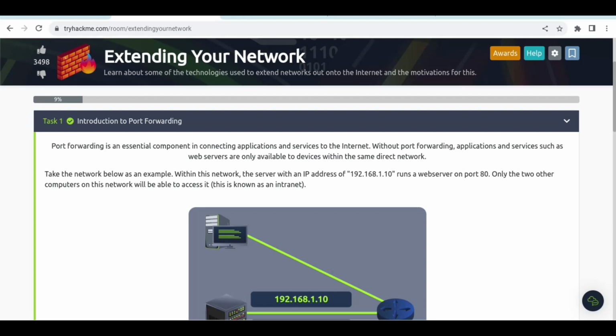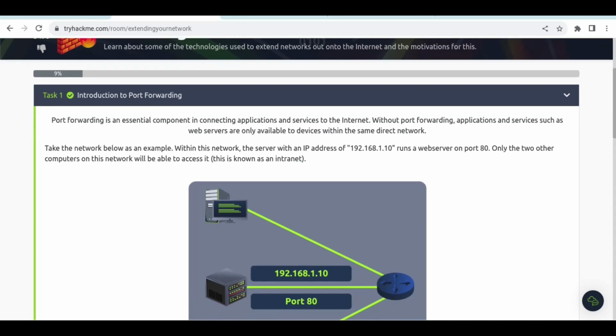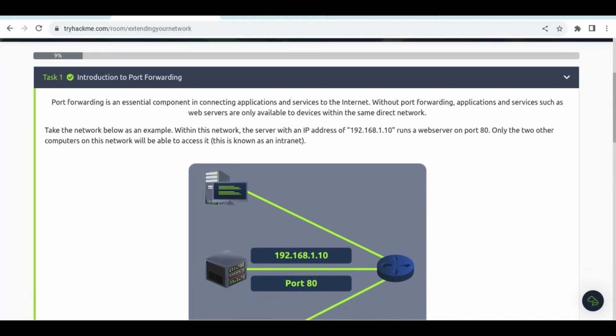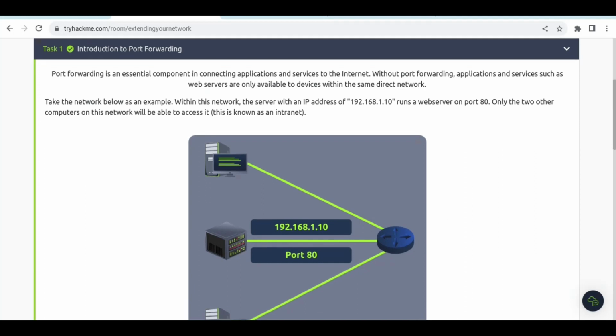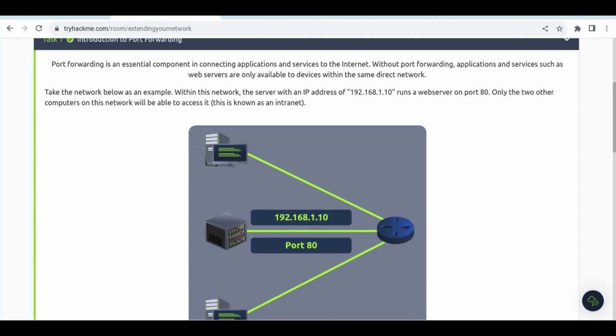Introduction to port forwarding. Port forwarding is an essential component in connecting applications and services to the internet. Without port forwarding, applications and services such as web servers are only available to devices within the same direct network. Take the network below as an example. Within this network, the server with an IP address of 192.168.1.10 runs a web server on port 80. Only the two other computers on this network will be able to access it.